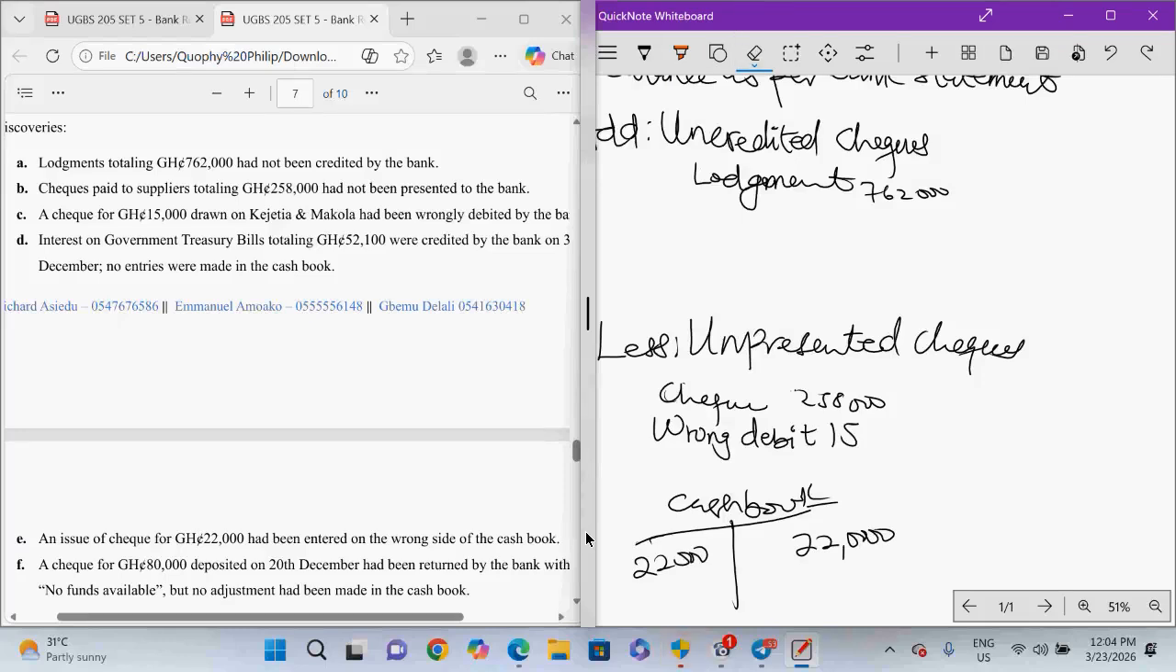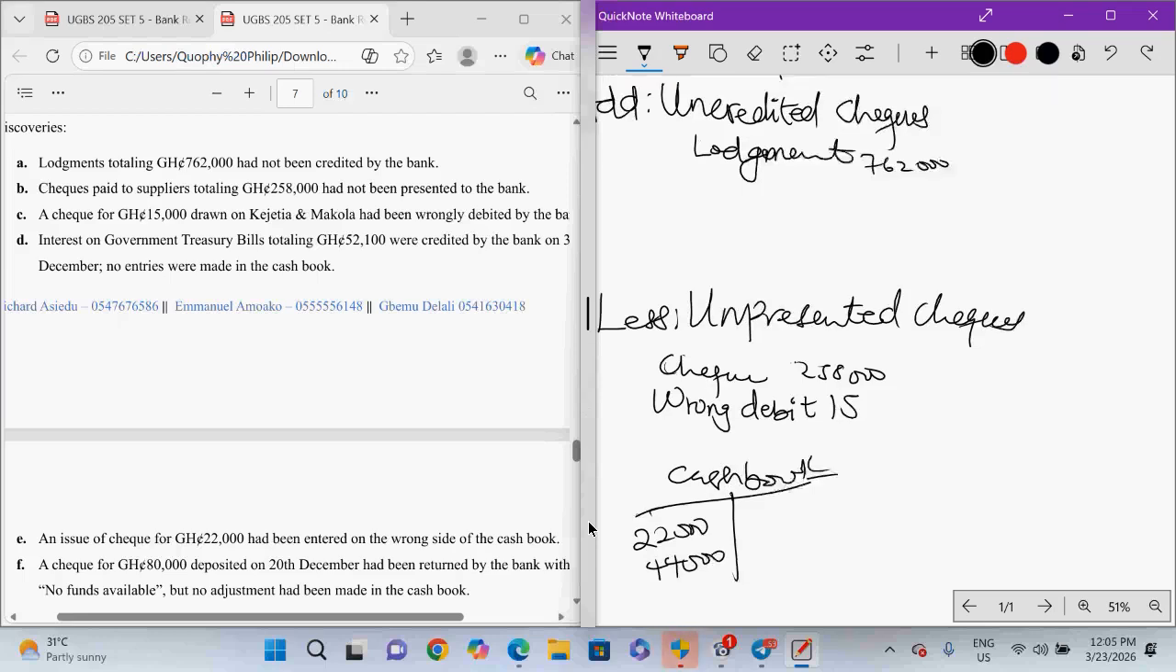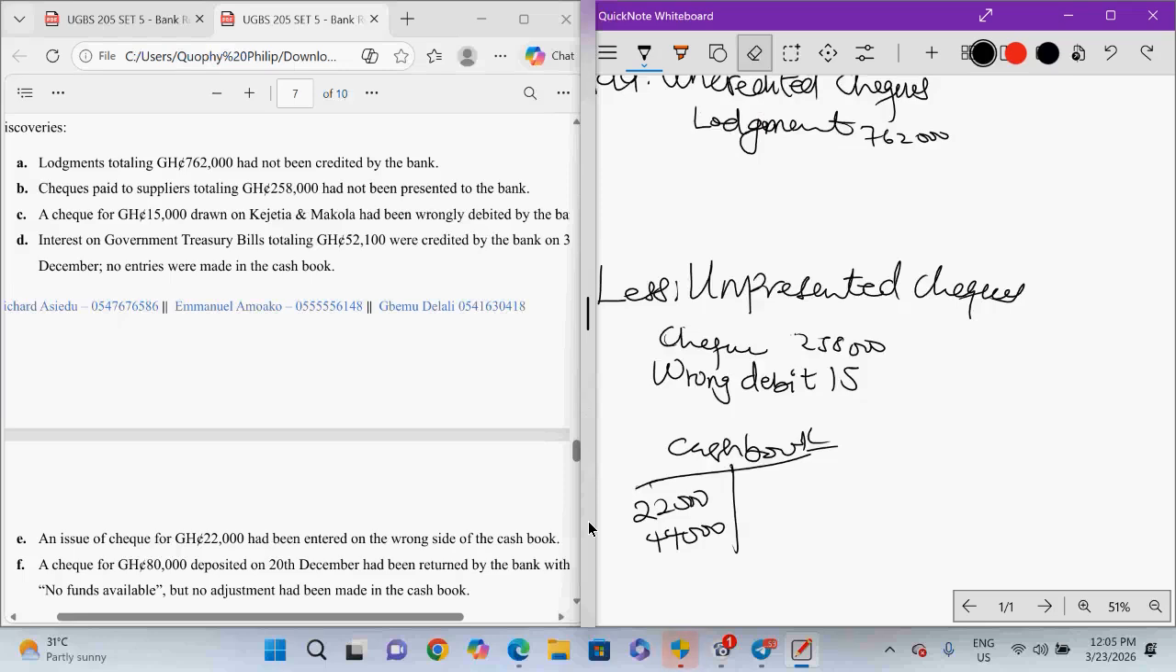We'll do correction of errors next semester. So the same way we analyze it, 22,000, this is the error that they did. If you want to correct this error, what do you think we should do? You double the amount. We double the amount. The doubling will be 44. No, sir. You double the amount on the credit side so that it cancels off. Exactly.